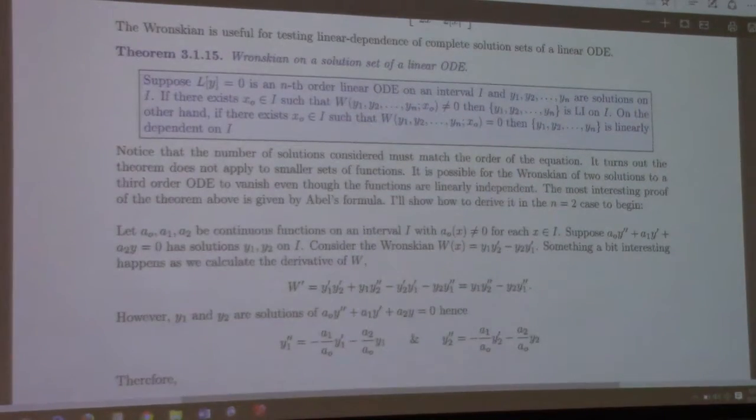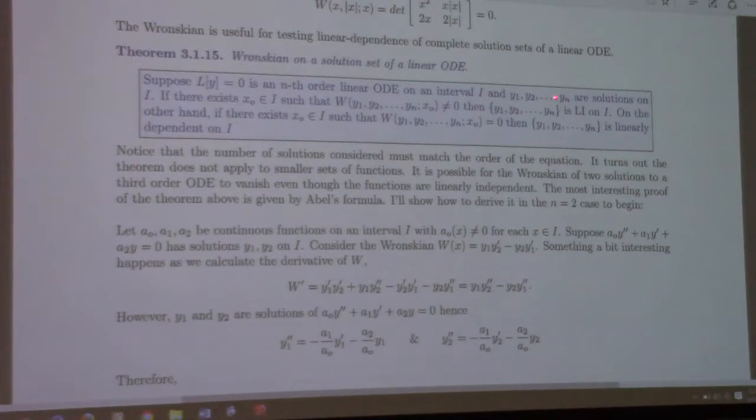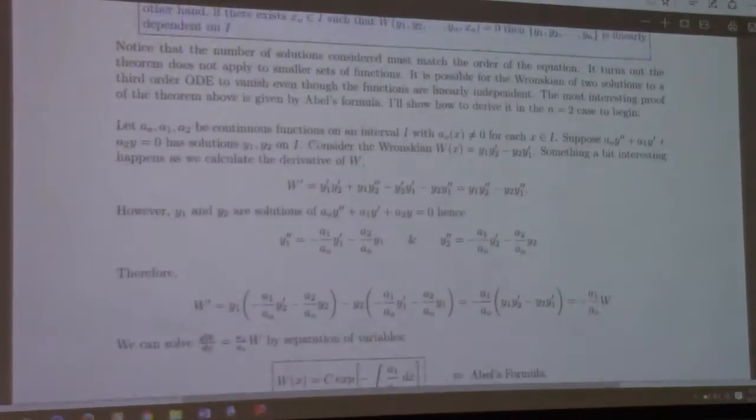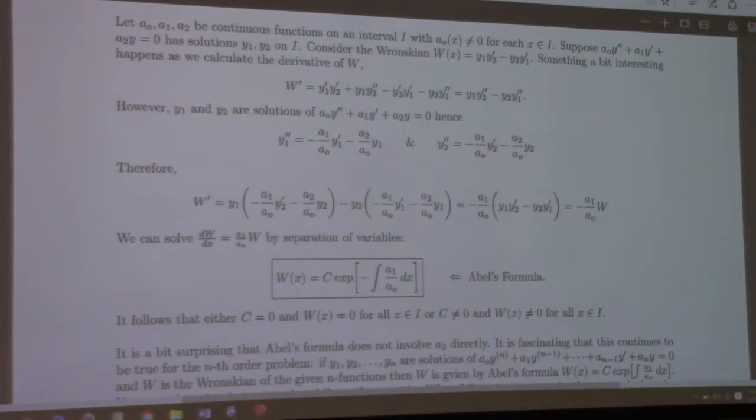But moving forward, this is the theorem about a solution set. If we have an nth order linear differential equation and we have solutions to the differential equation, these aren't just any functions. If the Wronskian is non-zero at one point, they're linearly independent. On the other hand, if there exists an x naught such that it's 0, then they're linearly dependent. The proof for n equals 2 is right here.